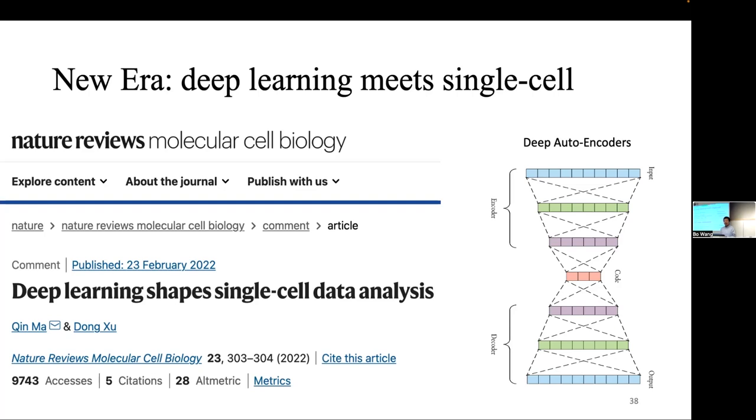Very simple architecture, but it turns out to be very effective in learning representations. However, such models can only deal with static single cell data, and mostly deal with one batch of data.